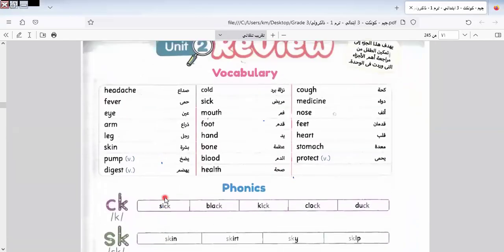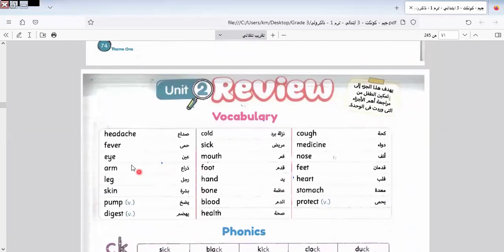Here is the review on Unit 2. Let's review together. Here is headache. Here in this unit, we talk about what? About illnesses and treating them. Okay, here is headache, cold, cough, fever, sick, medicine. We have here eye, mouth, nose, arm, foot, feet, leg, hand, heart, skin, bones, stomach, pump, blood, protect, digest, and health.